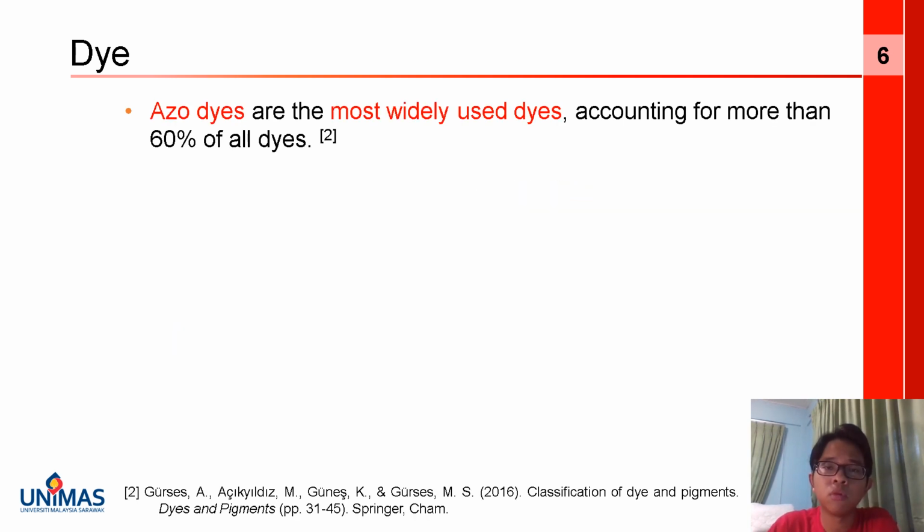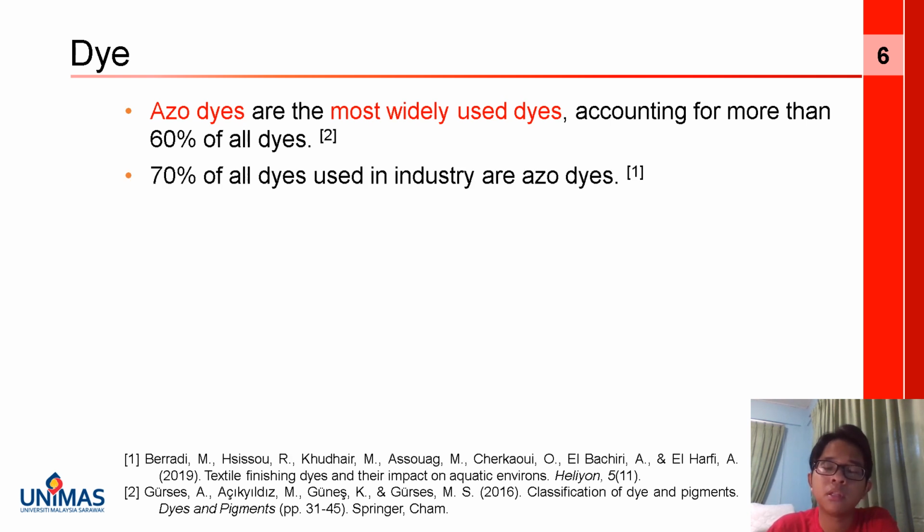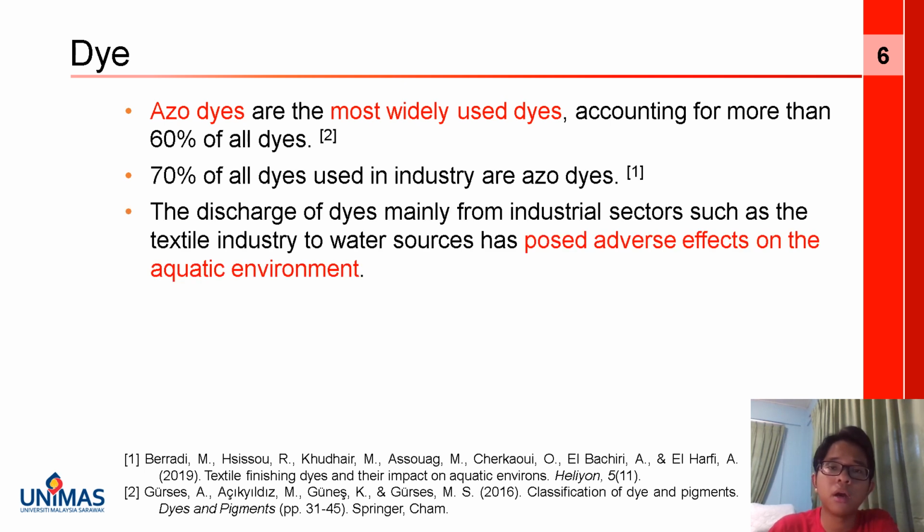Azo dyes are the most widely used dyes and represent over 60% of the total dyes. In industries, azo dyes make up 70% of dyes used, making them the most important chemical class of dyes. And the textile industry usually contributes more to the percentage. However, as successful as the textile industry is, these dyes are responsible for water pollution.